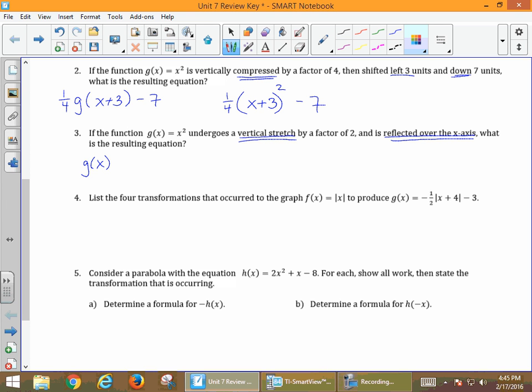But I have this stretch of 2. There's my stretch of 2. And the reflection over the x-axis just means that there's a negative sign out there. So we just said g of x is x squared. So my new function is -2 times x squared. That one was a little bit easier. I think 3 was a little easier than 2.